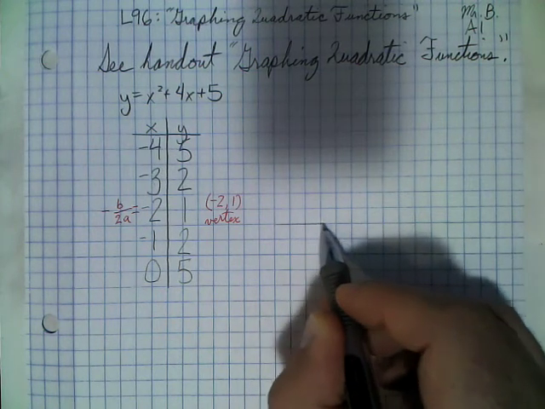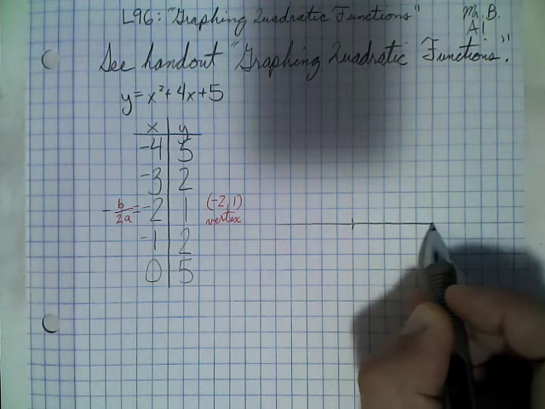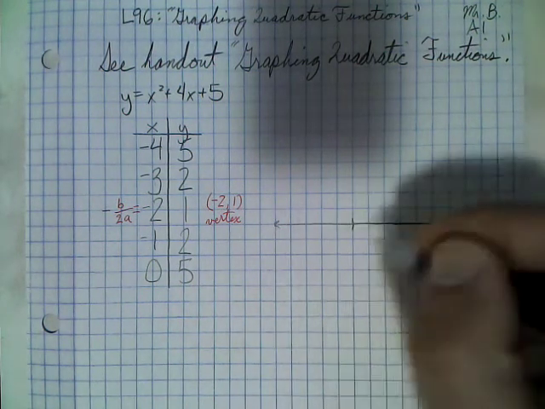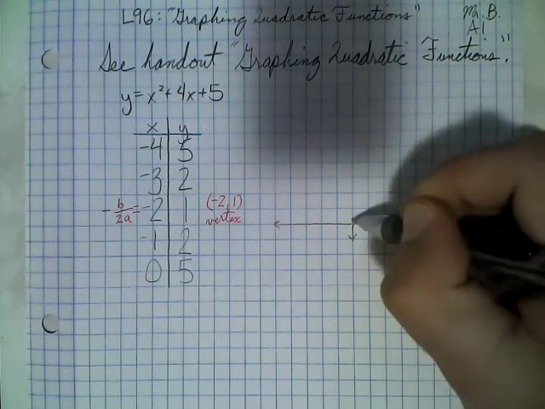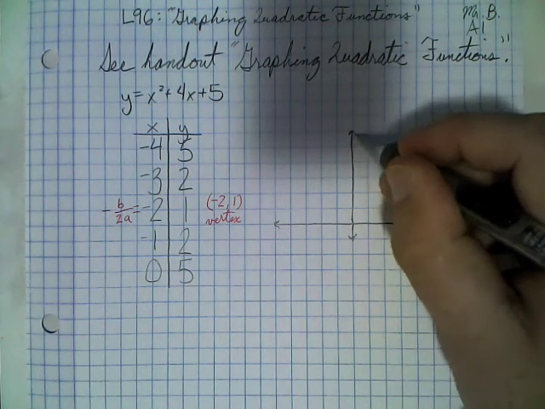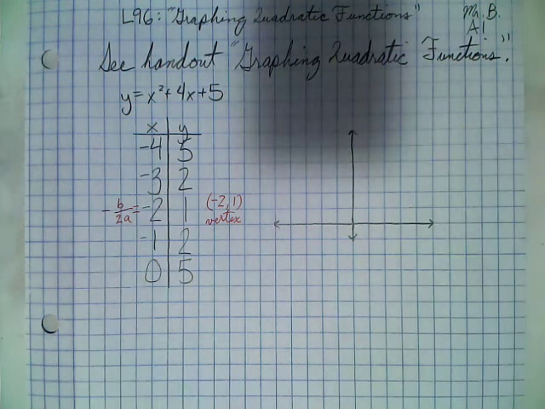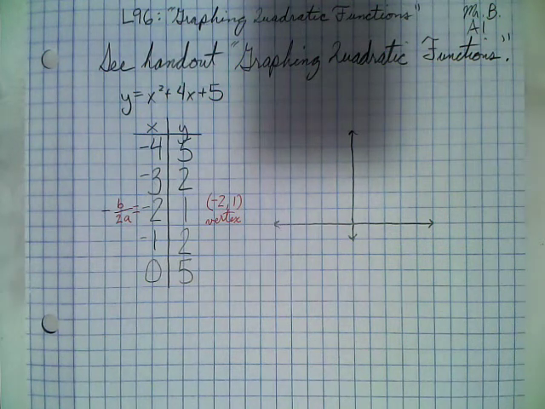I'm going to make 1, 2, 3, 4, 5, 1, 2, 3, 4, 5, and then I'm just going to go 1 down here, and I'm going to go up 1, 2, 3, 4, 5, 6. So once you have your points, you can kind of decide on what space you need in your coordinate plane. So this will work for me.